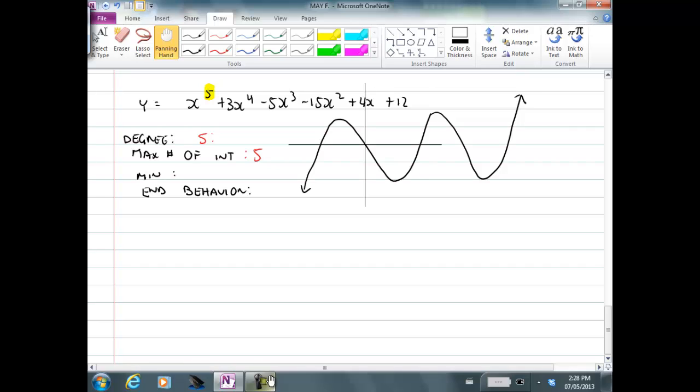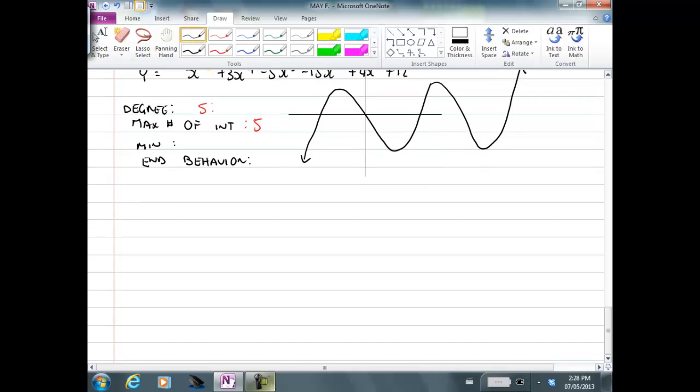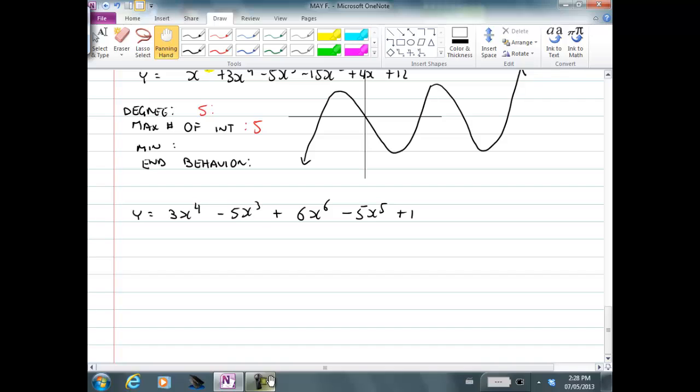y equals 3x^4 minus 5x^3 plus 6x^6 minus 5x^5 plus 1. What do you think the picture looks like? How many turning points? Max number. Oh, by the way, I forgot to do one thing. Minimum number of x-intercepts. Patricia, what do you have? Minimum. 1 is correct. So every odd one is 1 and every even one is 0? Yep. Go through the whole process again.